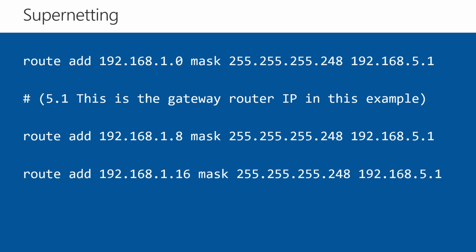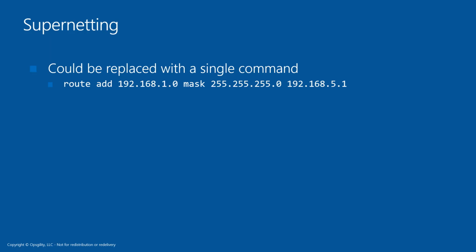And then we have our third route, which is to the 1.16 network. So these all have to do with that same graphic that we showed with 3 different networks. And we add these different routes to get to those different networks, and they're all going to pass through the 5.1 router. Instead of adding 3 different commands, we can do it with just a single command. So we would just add the route add 192.168.1.0, and instead of doing a /29, we do a /24 CIDR, which basically means that it covers all 254 addresses. So we can pass all traffic for those 3 different subnets using a single command.